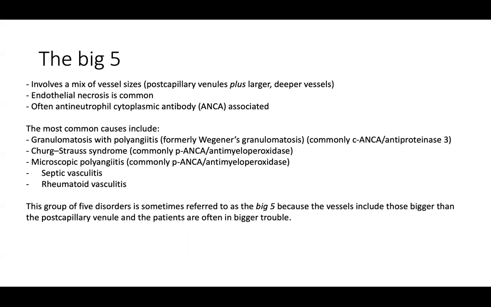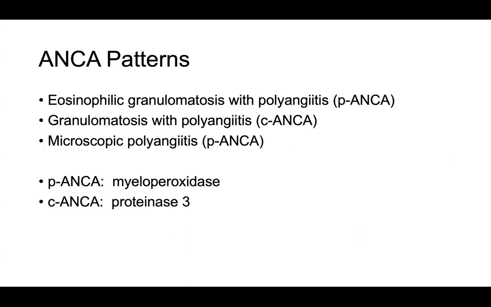Septic vasculitis is another one of the big five, and rheumatoid vasculitis. We already talked about the ANCA patterns. So with eosinophilic granulomatosis with polyangiitis, it's typically P-ANCA, and that's Churg-Strauss. Granulomatosis with polyangiitis, C-ANCA, and that's GPA, formerly known as Wegener's, and microscopic polyangiitis, P-ANCA. Typically, as I mentioned, the P-ANCA associated with MPO, C-ANCA associated with PR3.